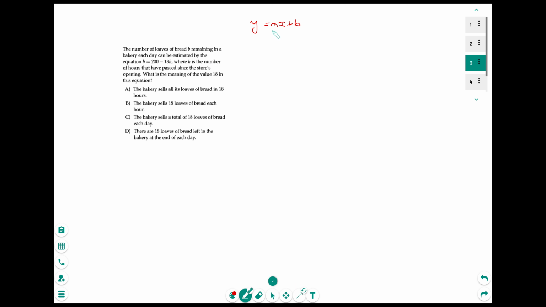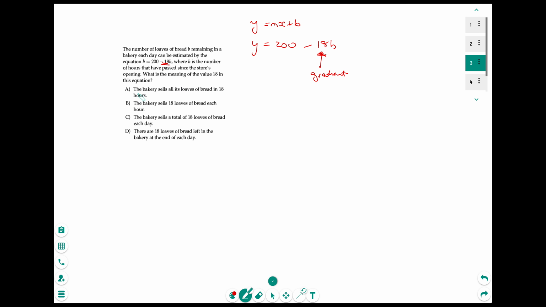Well, because we know our formula for the equation of a line, we see y is equal to, well, they switched it around, and this one is 200 minus 18h, but 18 being the coefficient of h, or x as we know it up here, represents the gradient. We know that the gradient basically tells us how much the y value, or the output, in this case b, which is the number of loaves of bread remaining, changes every time h increases by 1. So every 1 hour that passes, we know that b decreases by 18 because the gradient is minus 18.